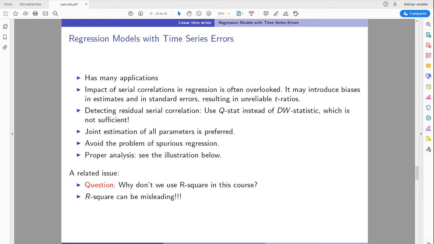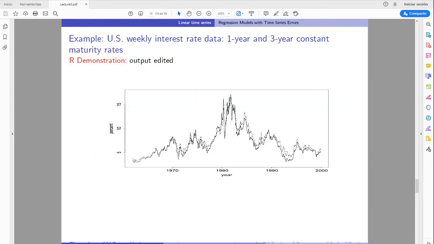of DW, which is a bit less rigorous. Q-stat is a bit more complicated, but it works better. Joint estimation of all parameters is always preferred. It avoids the problem of spurious regression. And for a proper analysis, we should see the illustration below, this one.